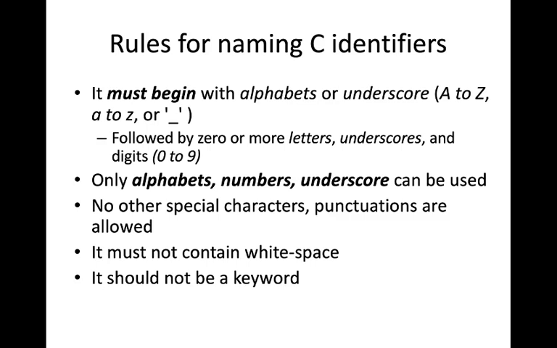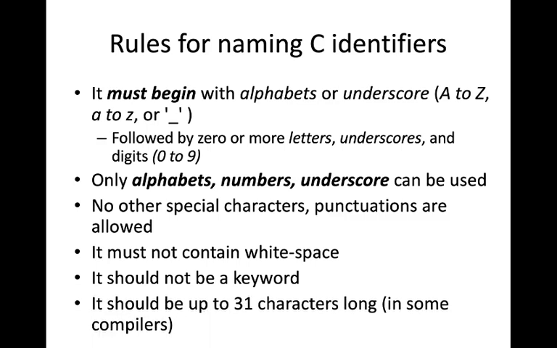We have already seen the 32 reserved keywords, so identifier names should not be any of those 32 keywords. And it should be up to 31 characters long. In some compilers there is a restriction, so it will take only up to 31 characters. If we use more than 31 characters, it will take only the first 31. Usually we give a 10 or 15 character name, or maybe 5 characters.